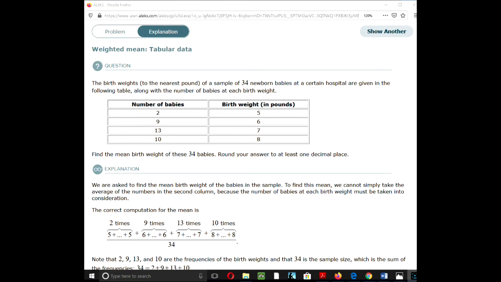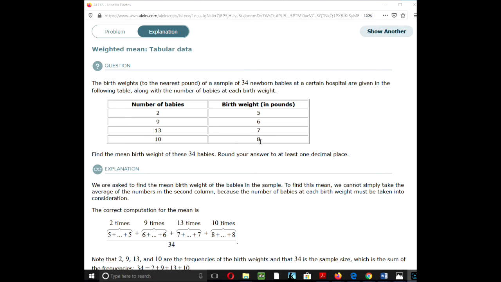Tabular data. The birth weights to the nearest pound of a sample of 34 babies at a certain hospital are given in the following table, along with the number of babies at each birth weight. You can see here, these are the 34 babies. You have 2 babies that weigh 5 pounds, 9 babies that weigh 6 pounds, 13 babies that weigh 7 pounds, and 10 babies that weigh 8 pounds.